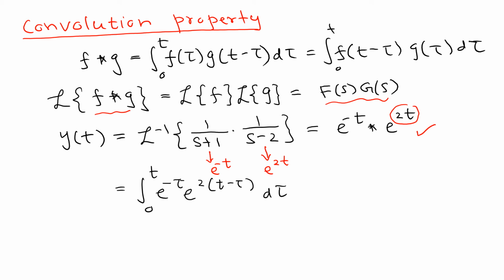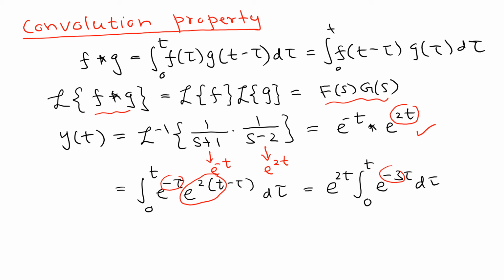You can see you can actually pull this term out of the integral because it's independent of the integration variable. So it is e to the 2t, you take it out, and the rest of the terms you can write as the integral from 0 to t of e to the, from the first one you get negative tau, for the second one you get negative 2 tau. So that means negative 3 tau d tau, which is very easy to integrate because it's a constant exponent.